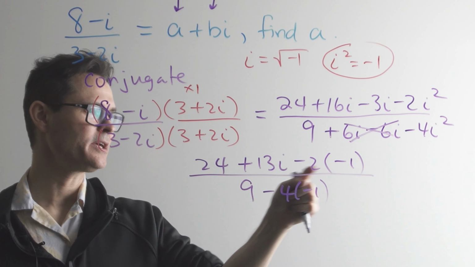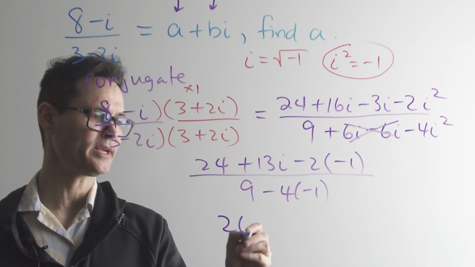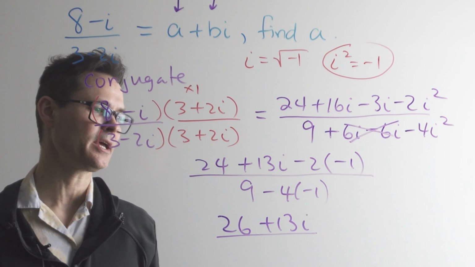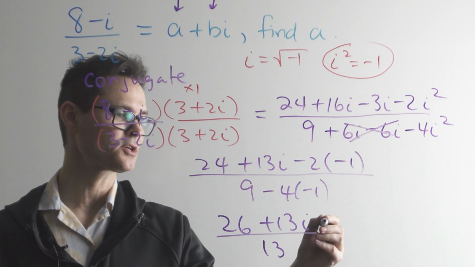Coming to the next line, negative 2 times -1 is positive 2. 2 plus 24 is 26. Plus 13i in the denominator. A negative and a negative is a positive. So 9 plus 4 is 13. This is going to work out really well.